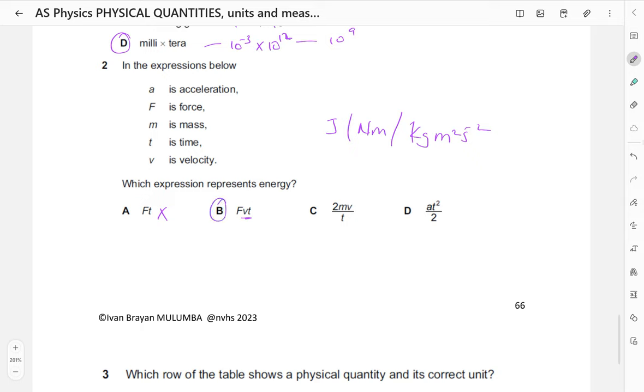So the answer is going to be, we can check the units. F is in newtons, V is meters per second, times time, which is seconds. So this one cancels that, you remain with the newton meters, which is energy. So the answer is B.